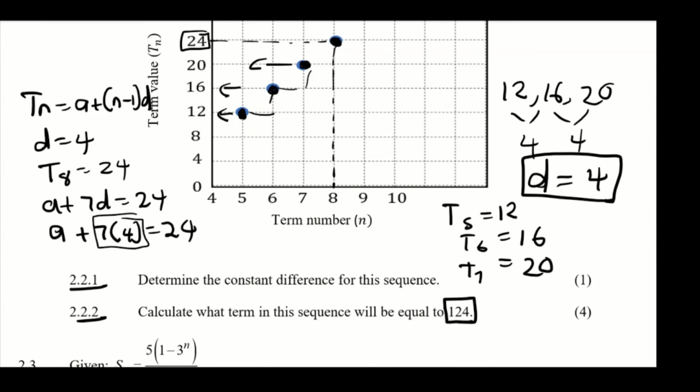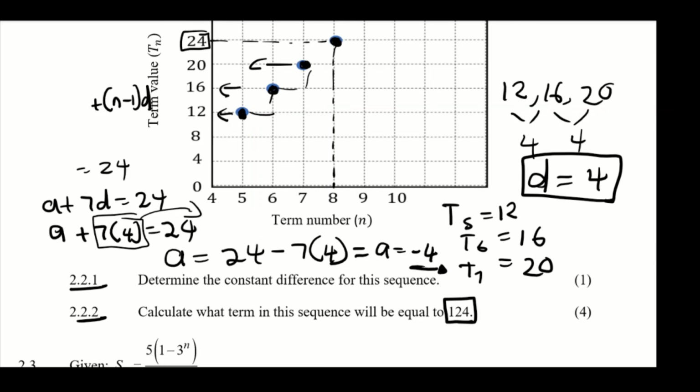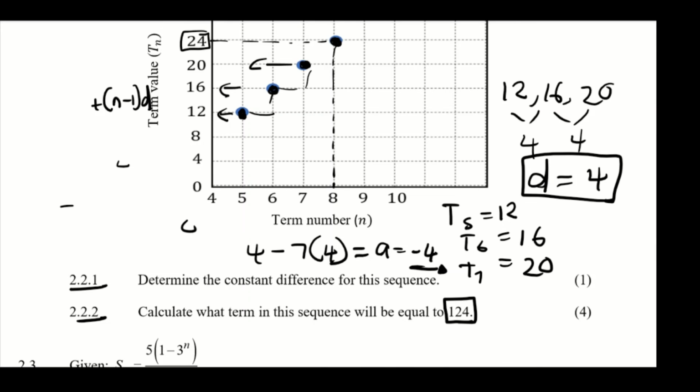And then we transpose this to the other side. We have a is equal to 24 minus 7 multiplied by 4. And then we find the solution of this, and we find that our a value is equal to minus 4. So this is our solution of a, right? So now that we found our a value, it's going to be simpler for us to answer the question.